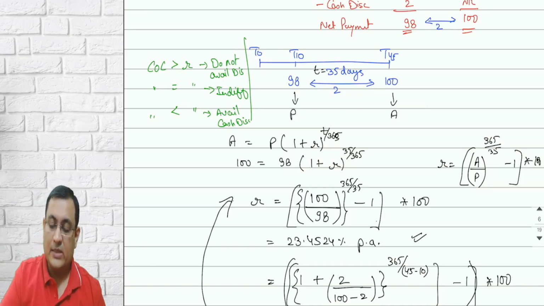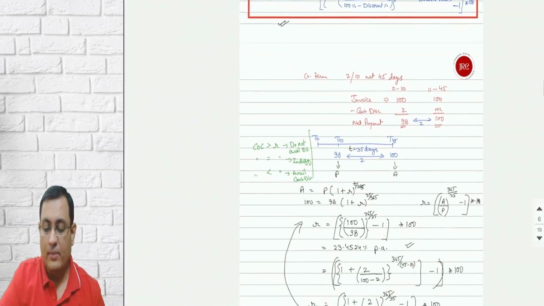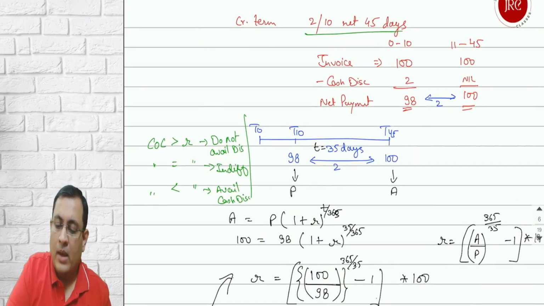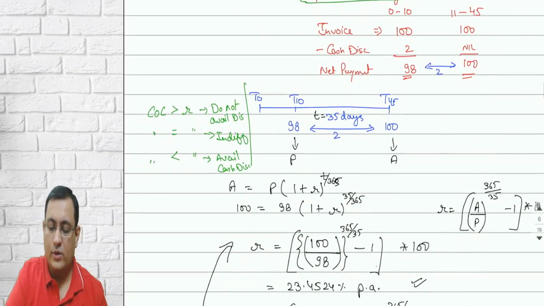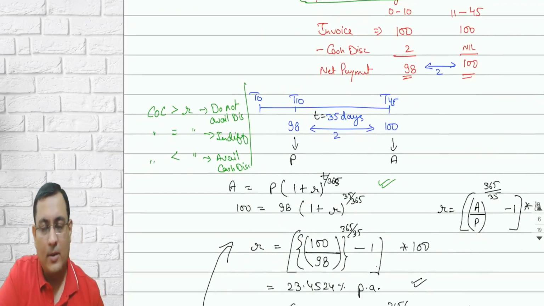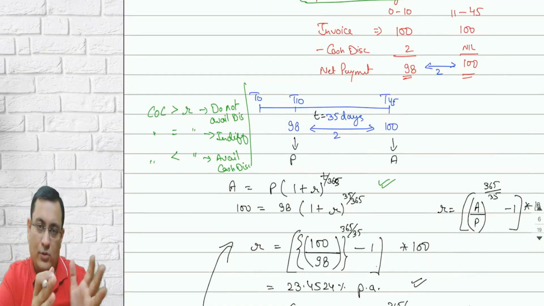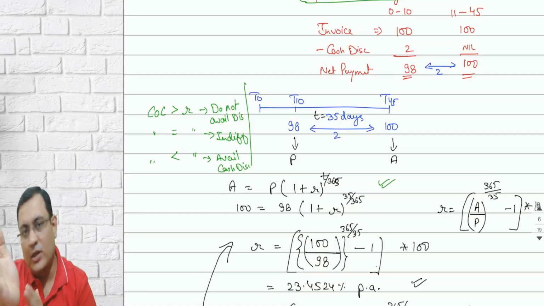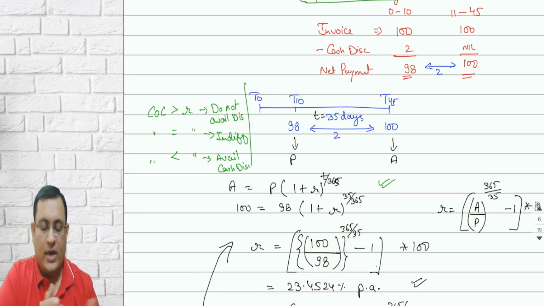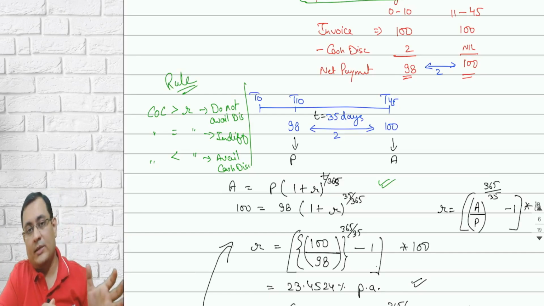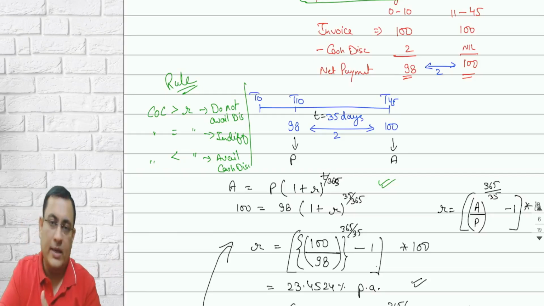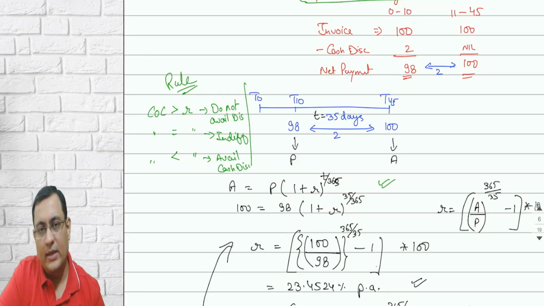So this is the type of numerical question where you will be given the terms of credit and maybe asked to calculate the effective annual rate. You can use this formula, or you can use this compound interest equation to calculate the effective annual rate. And then they may ask you whether the discount is beneficial or not. So we have to use these rules. If our cost of capital is lower, it's easy: the financing cost is lower than the benefit of the discount, so we should avail the discount benefits.